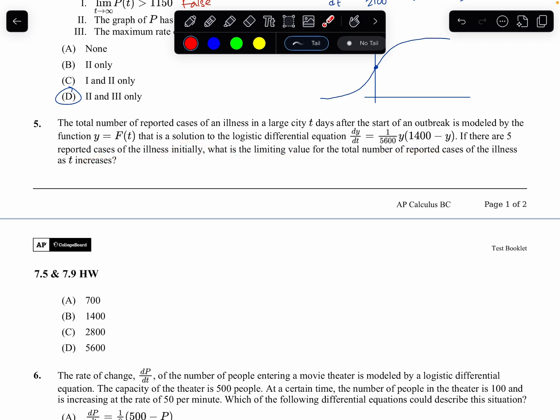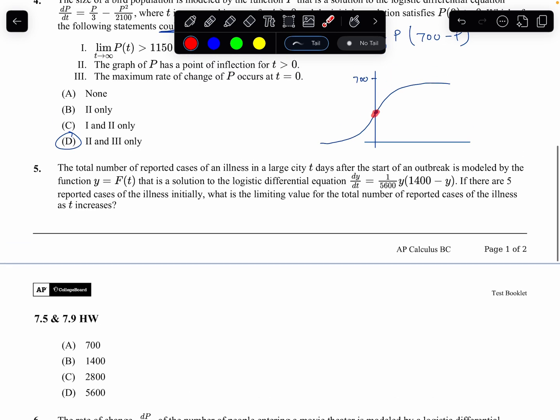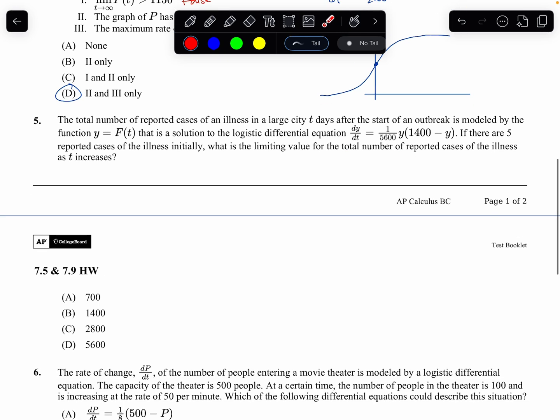So it doesn't matter what the initial value is. It doesn't have an effect on the cap. The cap is 1400, and that's not going to change depending on what the initial value is. Kind of like up here, the cap of the population does not depend on where the initial population is. And so the total number of reported cases of illness as t increases is still going to be 1400. Yeah, doesn't matter the initial.